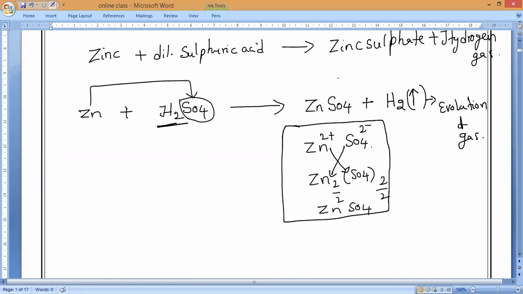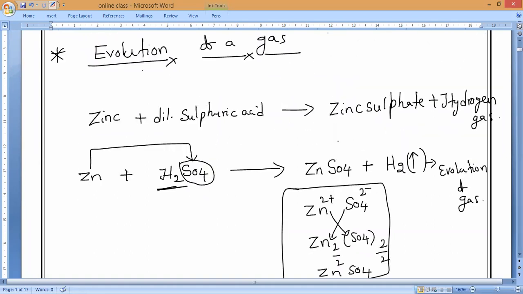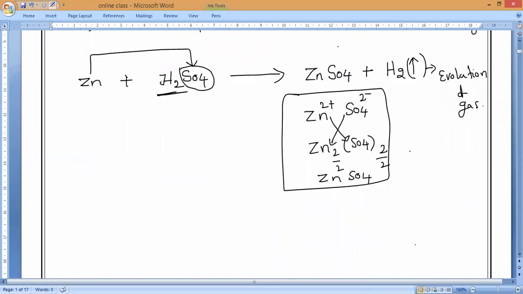So I can say this is the example of what characteristic? Evolution of gas. Zinc sulfate plus hydrogen gas is evolving, so I can say evolution of gas. Any doubt in this? Please respond. So what is the first characteristic we can notice? Gas is forming. What are we taking here? Zinc granules, means pieces of zinc. So zinc granules reacting with dilute sulfuric acid will form zinc sulfate plus hydrogen gas.